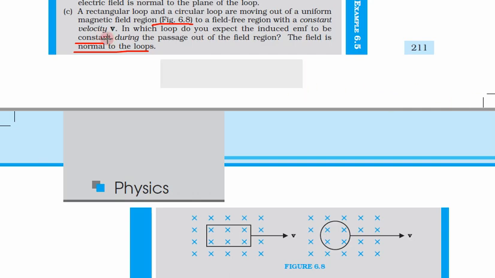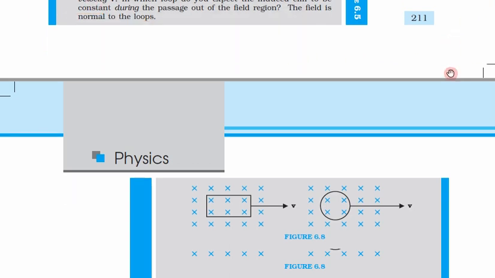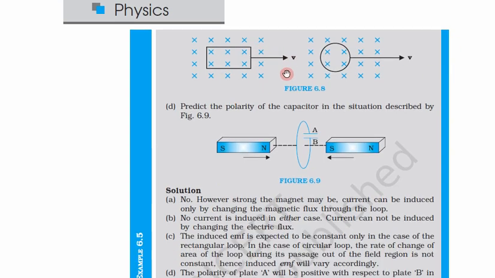So now let us see what happens in this case. First of all, they are moving with a constant velocity. They are moving with the same velocity, both with the same velocity v. So let us see, the field is only this much. Outside there is no field, only inside this region there is a field. If it is completely inside, there will be no current and no EMF induced. Same here. But let us see the condition when it is coming outside.